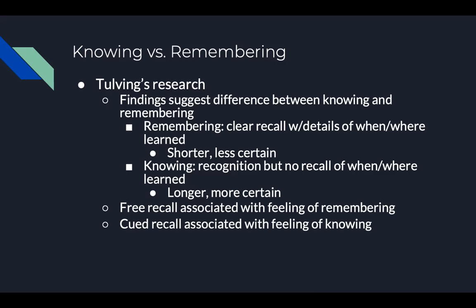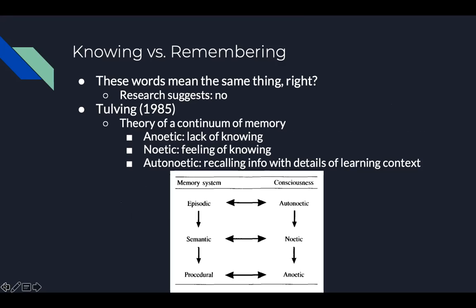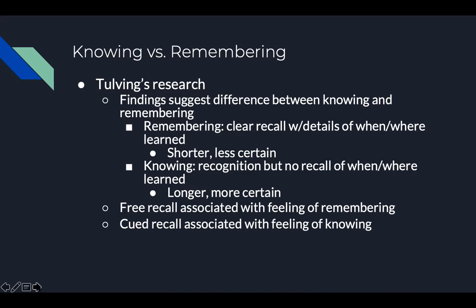And so again, going back to this definition, let's go back to the last slide, the difference between this noetic and this autonoetic. A better way, a less clunky and technical way of thinking of that is rather than saying noetic, just saying knowing, right? Of this sense of, oh, I know that information, versus autonoetic of really remembering, really being able to richly recall the details around something.